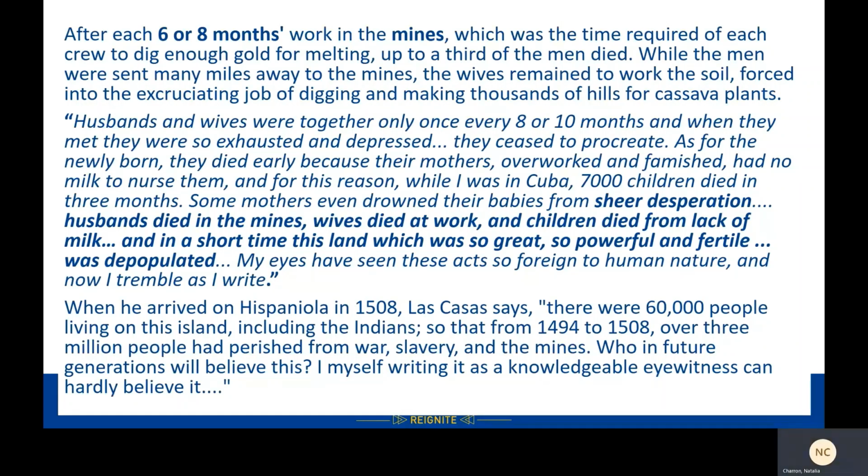When he arrived on Hispaniola in 1508, Las Casas says, there were 60,000 people living on this island, including the Indians, so that from 1494 to 1508, over 3 million people had perished from war, slavery, and the mines. Who in future generations will believe this? I myself, writing it as a knowledgeable eyewitness, can hardly believe it.